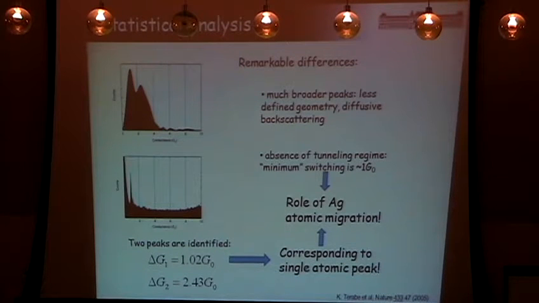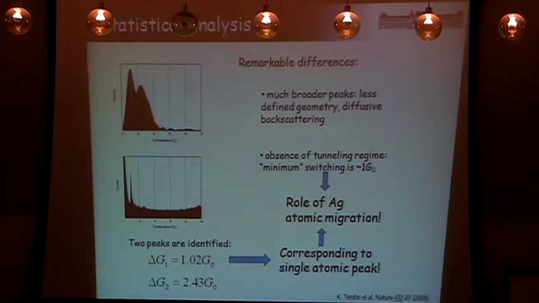And also, due to this surface contamination, it can happen that there are diffusive backscattering and interference effects, which can cause this conductance peak to be broader than this peak here in the push-pull histogram. But anyhow, the main point is that here we don't have this tunneling contribution.